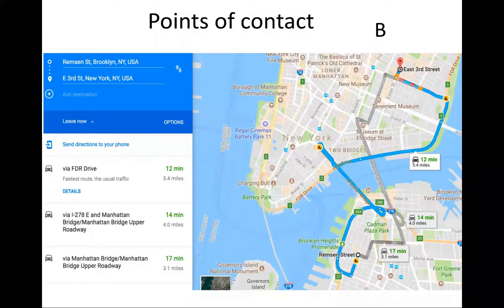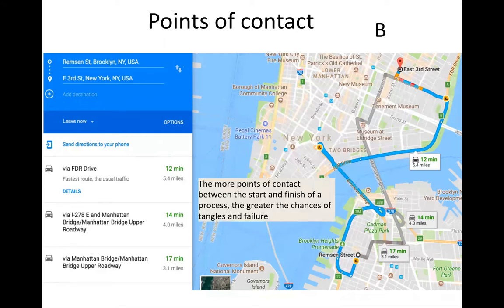Points of contact. There's a straight line distance of about 2 miles between these 2 points on the map, but the tangled route is over 5 miles. More chance to get lost, break down, or get held up in traffic. You have to limit the number of handovers and people involved in the process. Each handover and interaction with the process must add value. Every contact with something outside the process, for instance, another department, an authorizing manager, or an IT system, is a point of contact that may contribute to a tangle.